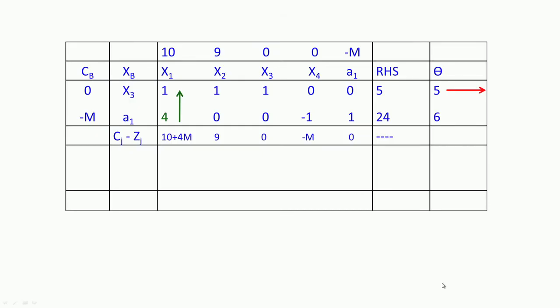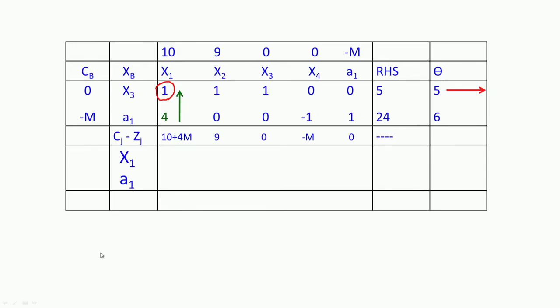So, I have captured the first iteration in this table, where variable x1 entered the solution with 4m plus 10 and the variable x3 left the solution. Now, this is your pivot element. Now, the new basic variables are x1 replaces x3 and a1 remains. So, we will have x1 and a1 in the solution. x1 is replacing x3, so x1 comes here, a1 remains.